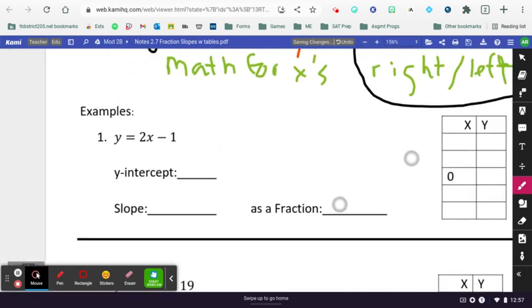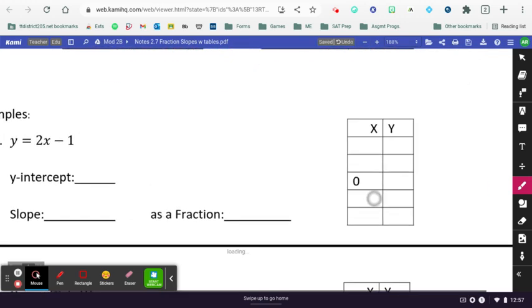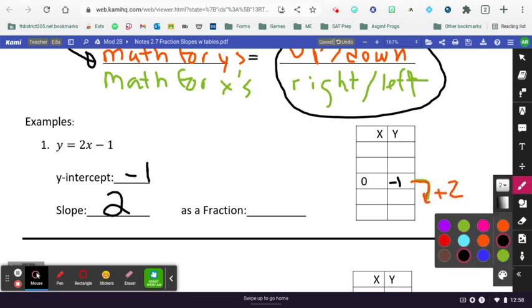So we have some examples here. y equals 2x minus 1. Our y-intercept is -1, and then our slope is 2. So what does that mean? Well, on my table here, at time 0, we'll have that -1. As we go down our table, we will be adding by 2. So that means that we're going to have 1 and 1, and then we'll have 2 and 3.